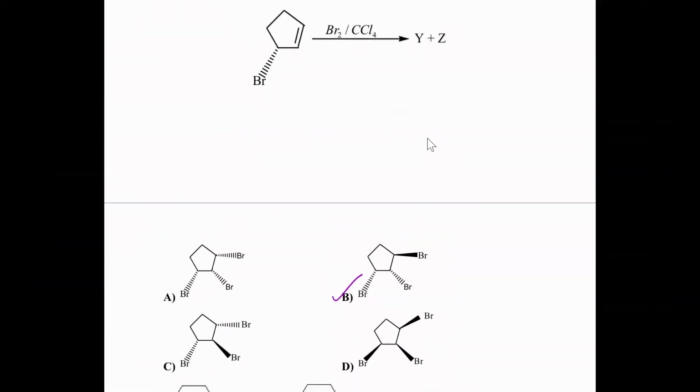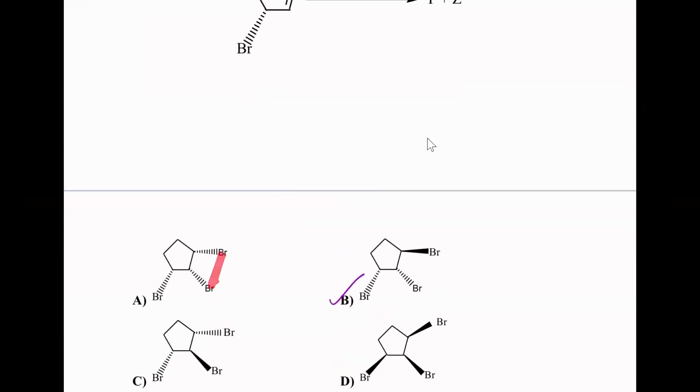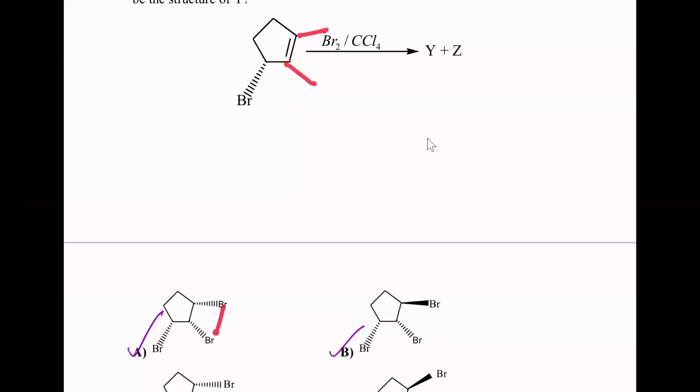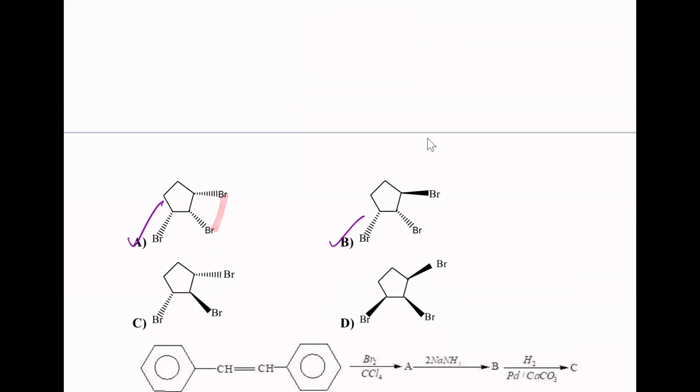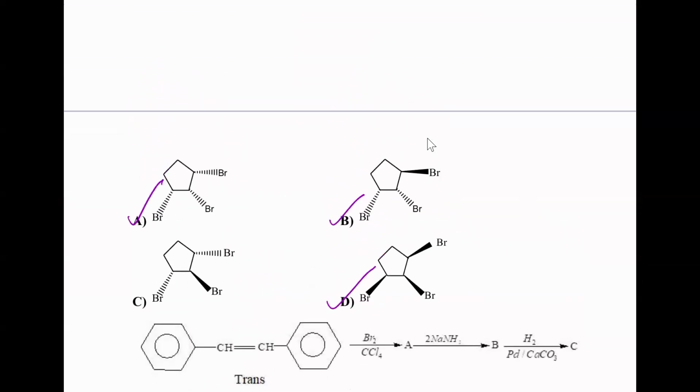Oh, sorry, I made one mistake. You cannot have a syn addition here, right? So even A cannot happen because Br2 is an anti-addition. So both Br on the same side cannot come. Okay, so C can come here, right? Because this Br and Br are on the opposite side. Got it? And D also cannot come. So the answer should be ABD. Please check quickly.